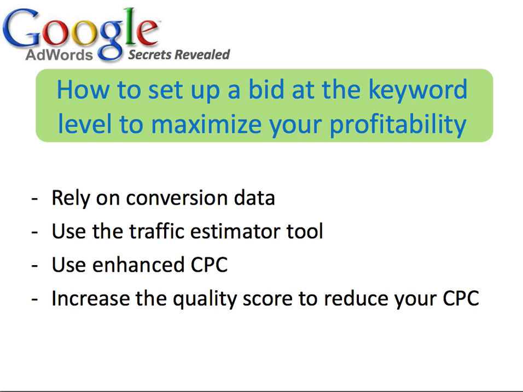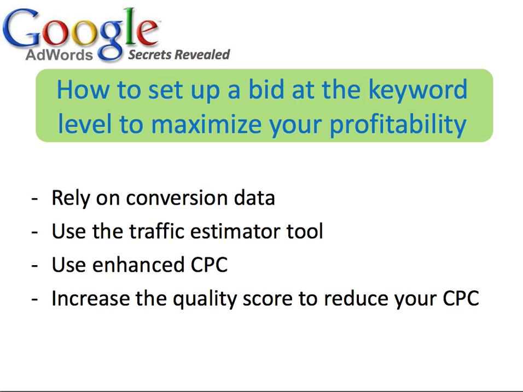So in order to set up the proper keyword bid in your account, you need to consider several factors. First of all, you need to rely on the conversion data of your account. So make sure to set up a conversion tracking code that properly tracks your conversions, and you will need to rely on it strictly because basically all of the optimization you can do on a bid level depends on it. And secondly, you can use the traffic estimator tool to get a first idea of your starting bid. The traffic estimator tool gives you a sort of estimated cost per click given a daily budget and your keywords.